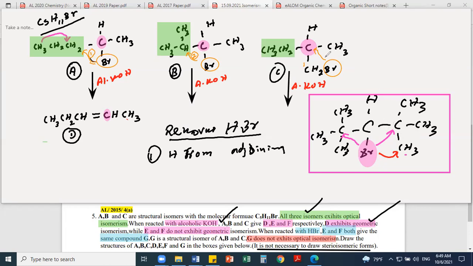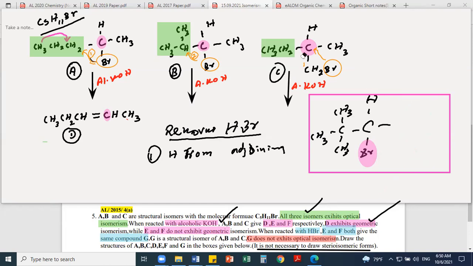If there are no hydrogen on the adjoining carbon atom, or the adjacent carbon, then HBr cannot be removed. Therefore, if you put alcoholic KOH here, nothing will happen. No reaction. So be careful with those things. They can ask this in an MCQ paper, right?